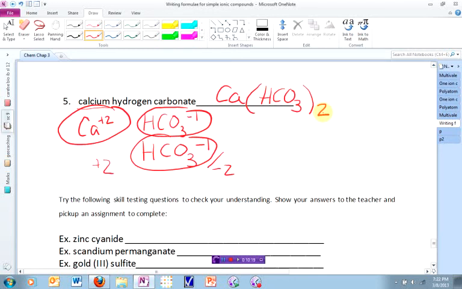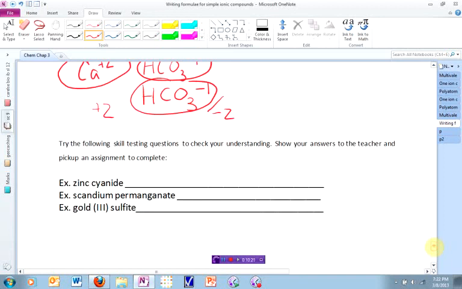Okay, I've got a few examples here. Try the following skill testing questions, show them to the teacher, and then pick up an assignment. Good luck.